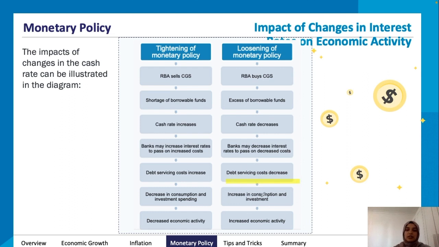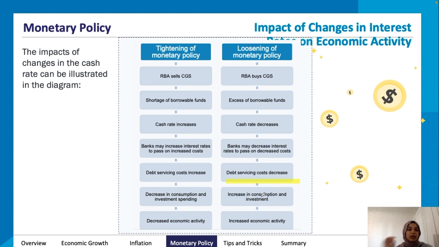Then there'll be an increase in consumption and investment in comparison to when there is a tightening of policy, because now it's cheaper, right? It's cheaper to borrow funds, so an increase in consumption and investment can actually be helpful. And then, because there is an increase in consumption and investment, we know that this is an injection into the economy. And so the impact of this change in the rate on economic activity is that it will increase economic activity because of the loosening of monetary policy.